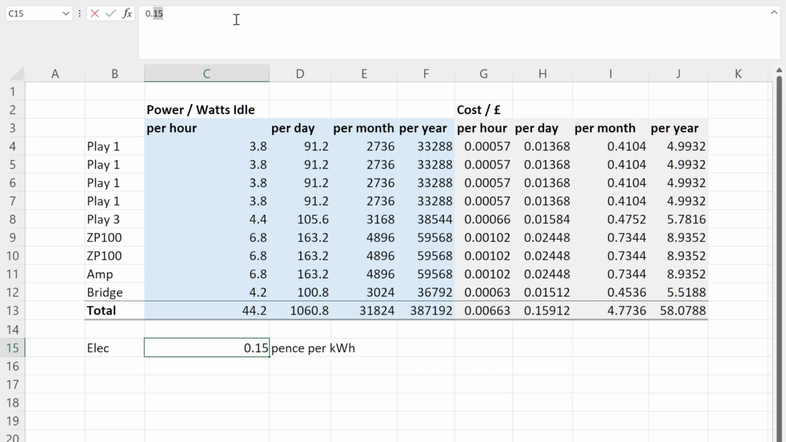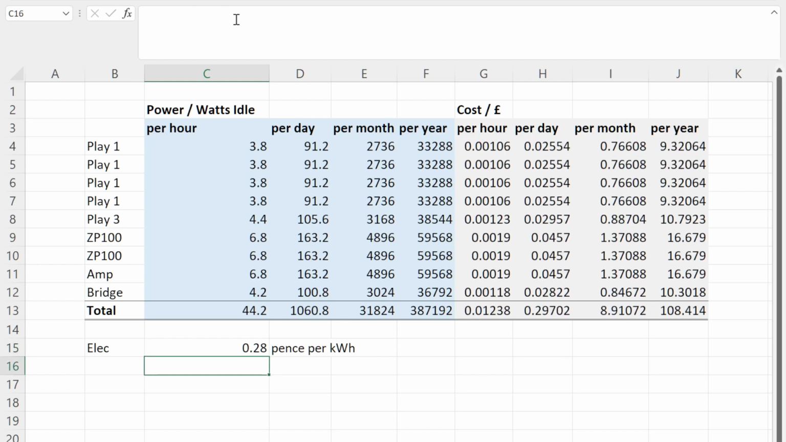If we change that up to the 28, which is what most of us in the UK on the price cap will be paying after April 2022, it then goes up to £9 a month, nearly, and £108 a year, which seems quite a lot of money. I mean, if you've only got a couple of Play Ones, then you could be paying about £12 to £18 a year, something like that, to have them sitting on idle. It seems like a lot of money to me, to be honest.